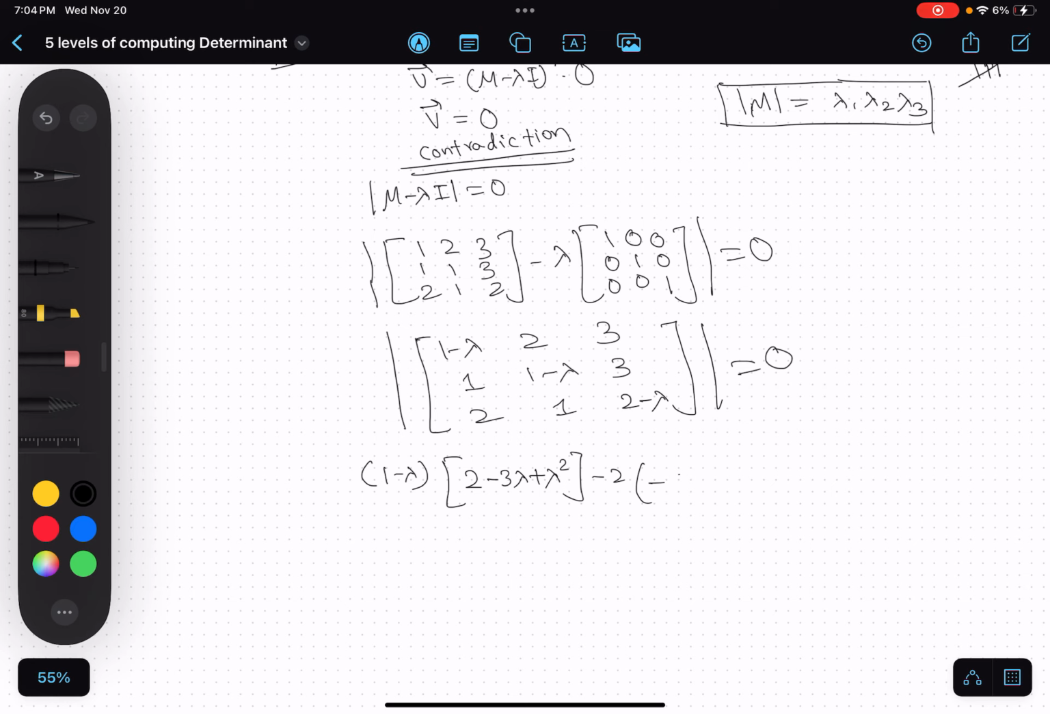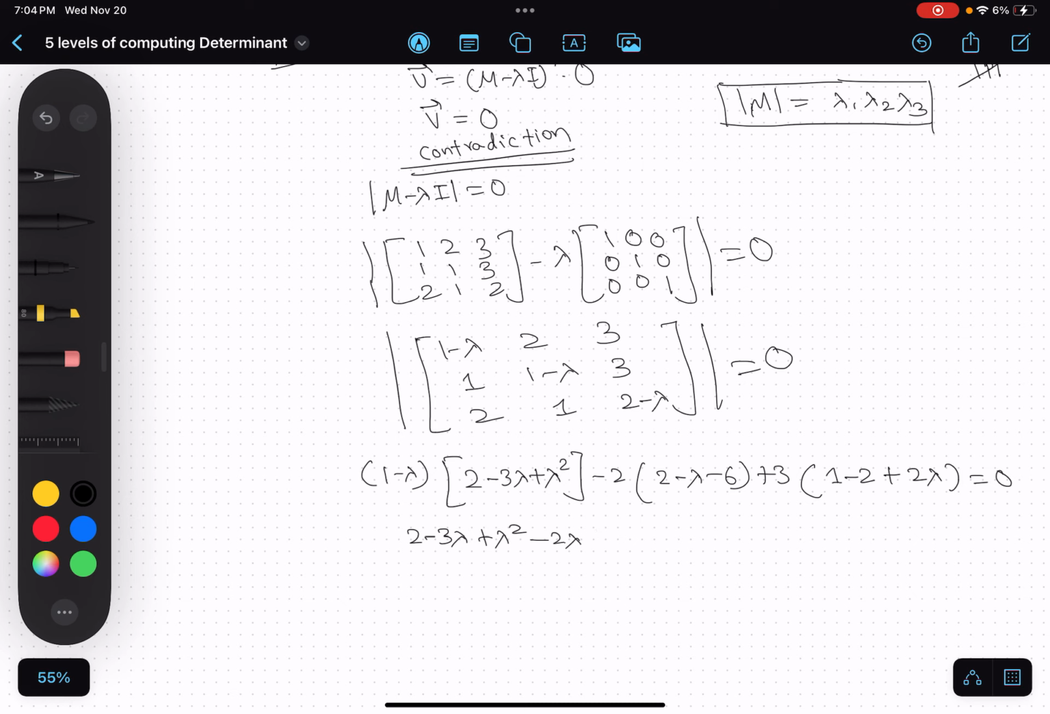So if that's 1, now negative 2 times, this will be 2 minus lambda minus 6, plus 3 times, this will be 1 minus 2 plus lambda, right? 1 minus 2 plus lambda, no, not lambda, 1 minus 2 plus 2 lambda, right? Yeah, that will be 0. Now this will just be 2 minus 3 lambda plus lambda square minus 2 lambda.